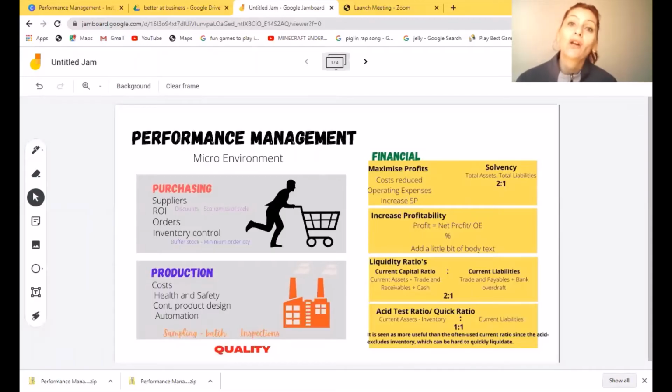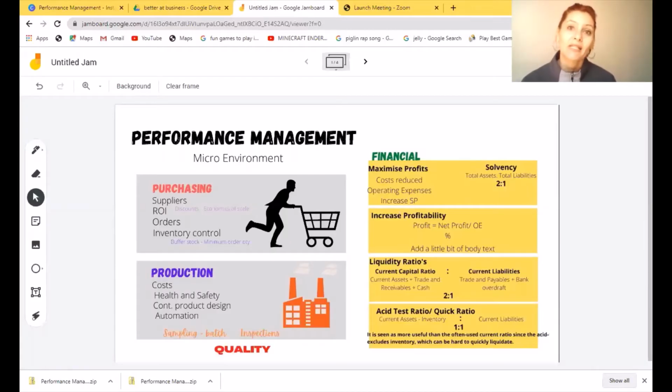The first one that we're going to look at is purchasing. So you need to know what your purchasing manager does. They bring in all the materials into the office or into the factory, and they manufacture it. Key things that you've got to look at for purchasing in order to have performance management in this function is suppliers. Have a good relationship with your suppliers.